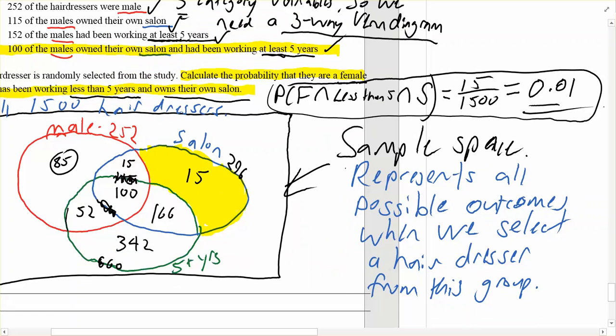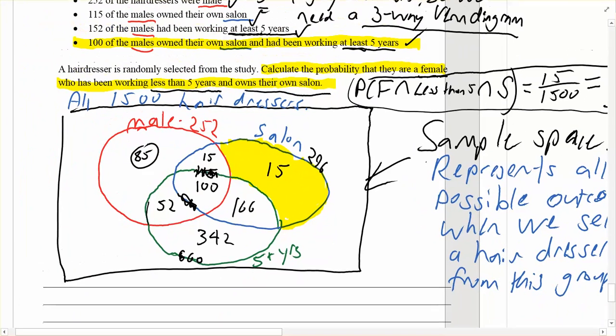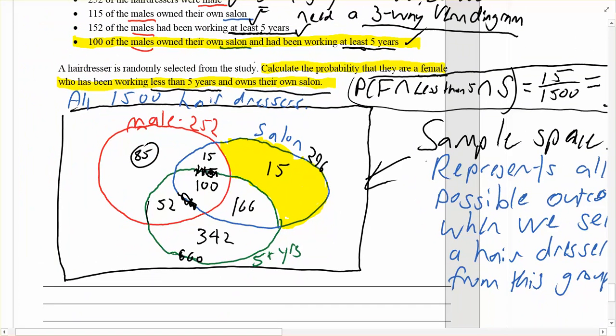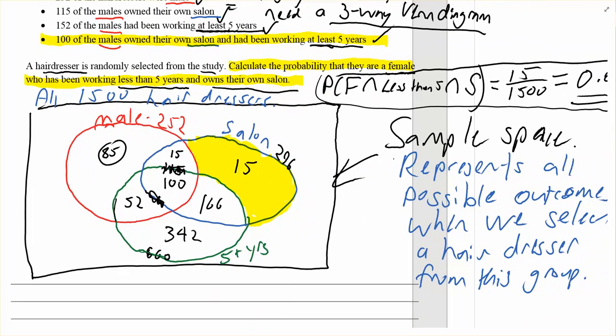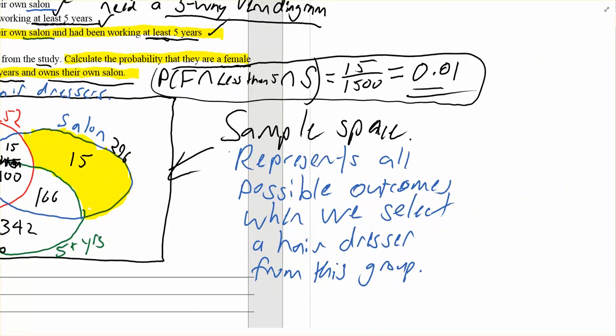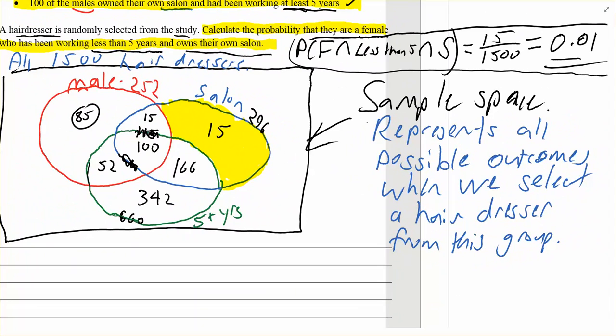And the thing to check at the end with one of these sort of questions is always just check that it's not a sneaky conditional probability question. Check that it is actually meant to be out of all 1500 hairdressers. And the way to double check that is when you look at that final instruction, the goal, check that it's not out of a subgroup. So it says a hairdresser is randomly selected from the study. So that's talking about all of the 1,500 hairdressers. And then it says calculate the probability that they are a female working less than 5 years who owns their own salon. So that means it's out of all of them, doesn't it? So this must be the answer. And you could have actually got there without filling in some of the other parts as well, if you were pushed for time.